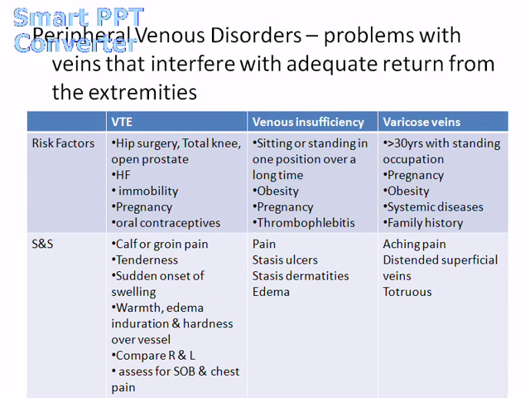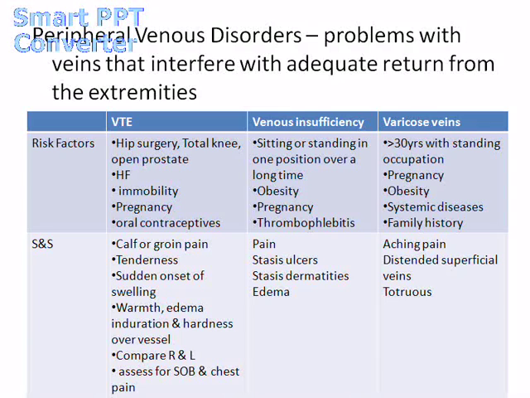Venous insufficiency: sitting or standing in one position for a long period of time, obesity, pregnancy, and thrombophlebitis increases the risk for venous insufficiency. Varicose veins: someone who's over the age of 30 with an occupation requiring prolonged standing. Well, that would be nurses. Waitresses also get that, varicose veins, anyone who's up on their feet a lot. And then pregnancy, obesity, systemic diseases such as heart disease, and family history. Varicose veins run in the family.